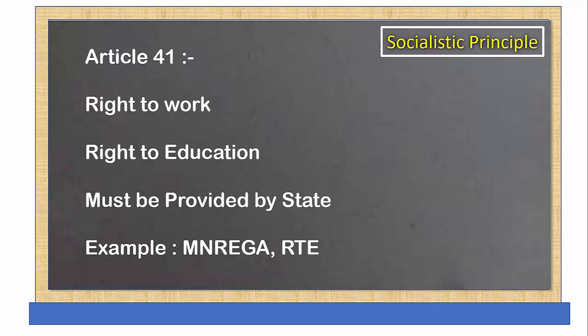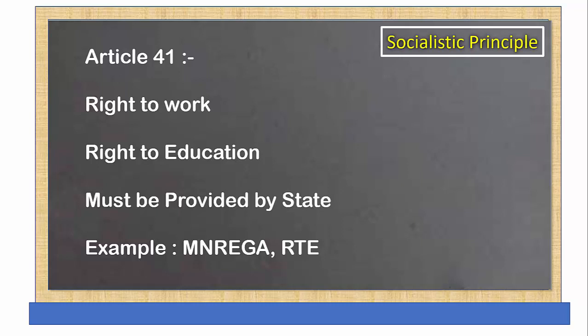Got it? Now, various different examples are available. Just one of the most important, MGNREGA, unskilled work is provided to a person. So we have an example of this article, that right to work, that MGNREGA. Right to education, we have a right to education, of course, the Right to Education Act we have taken.